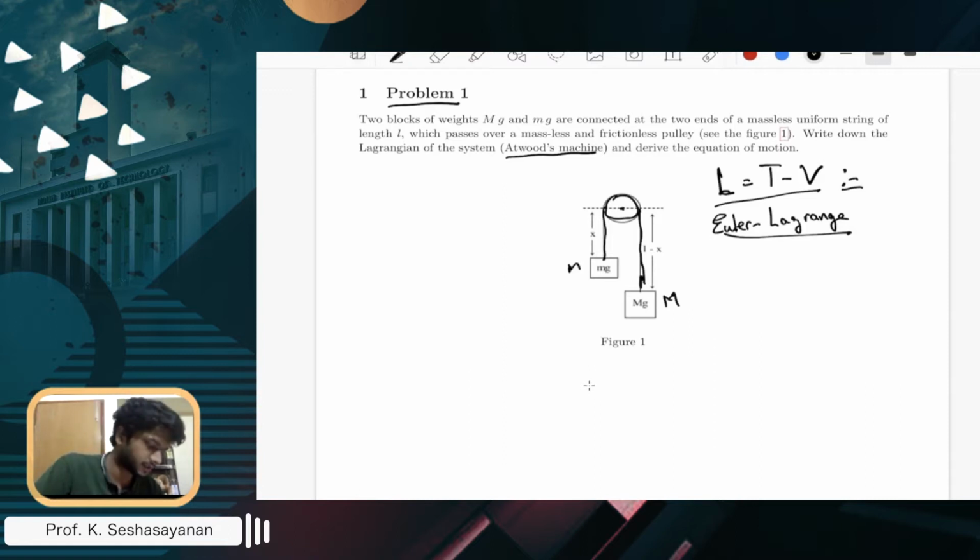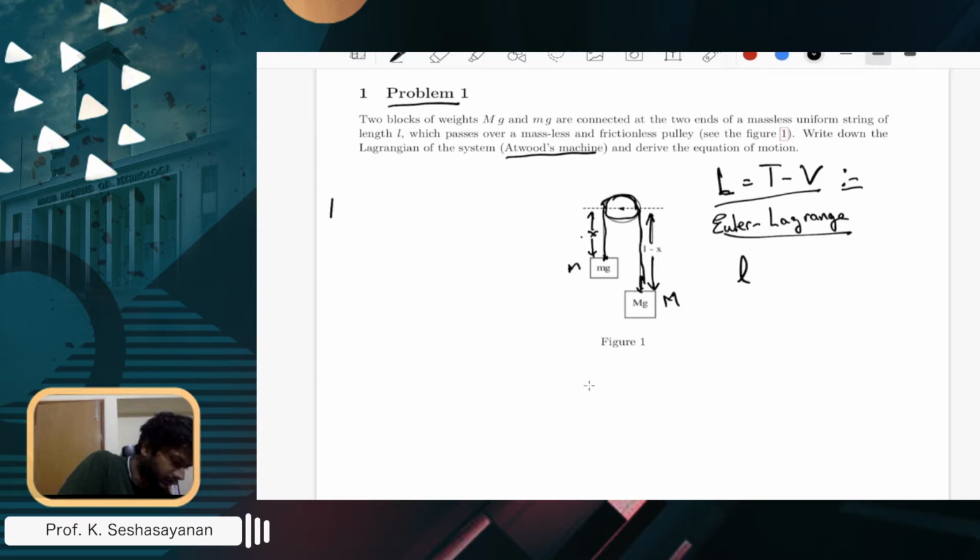motion in the system? Usually in this problem, we take the string to be of length L, and here we take this position to be x, and this to be L minus x. So there is some constant here which you can add to L and subtract again later. So this is x and L minus x, and we have to construct a Lagrangian for the system.